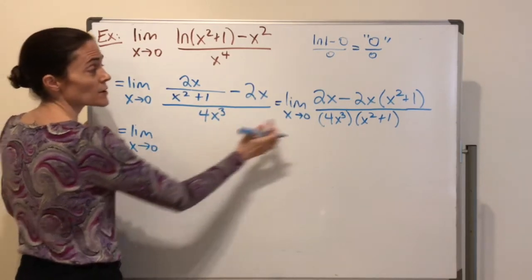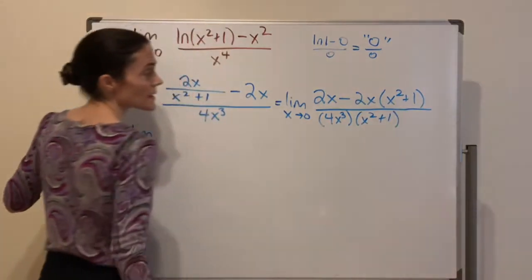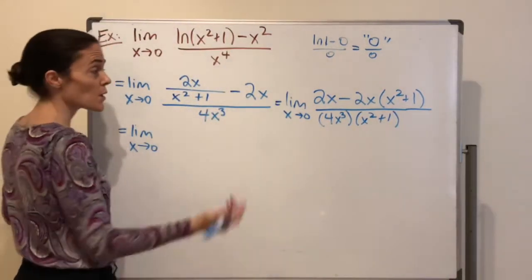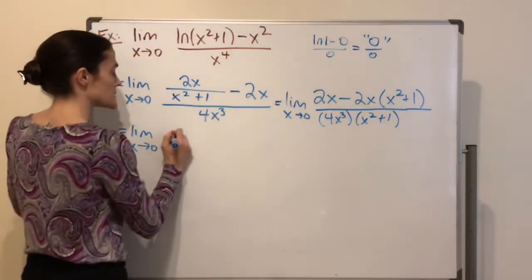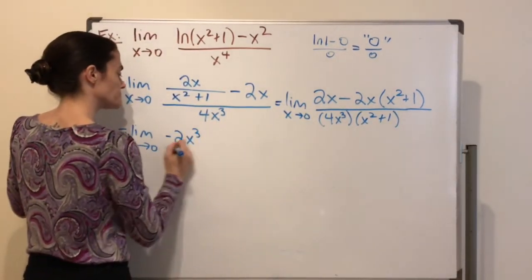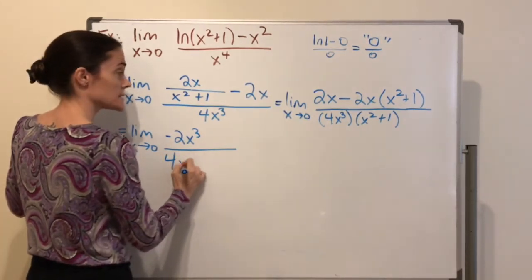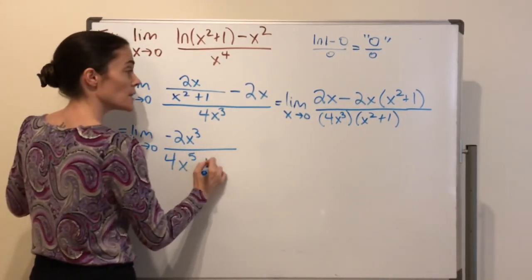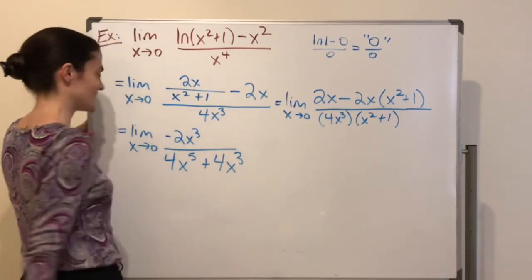My numerator, look, I have a 2x minus 2x. Those add to 0. And so I have one term. It's negative 2x cubed. And then my denominator has 4x to the 5th power plus 4x cubed. Okay?